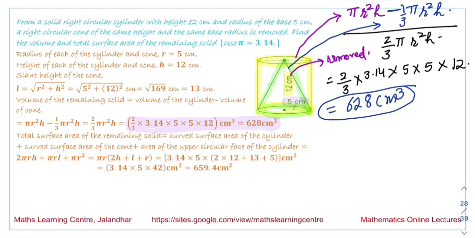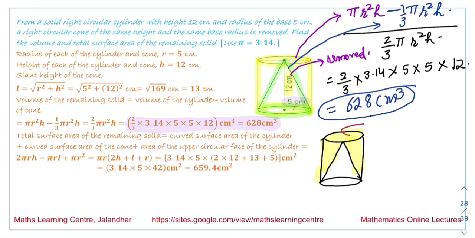Next we have to calculate the total surface area of this solid. So how will the remaining solid look? It will have the upper portion of this cylinder, these will be the walls of that solid. Then we will have the conical portion over here. The remaining portion is the upper portion, these are the walls, and then we will have the inner portion.